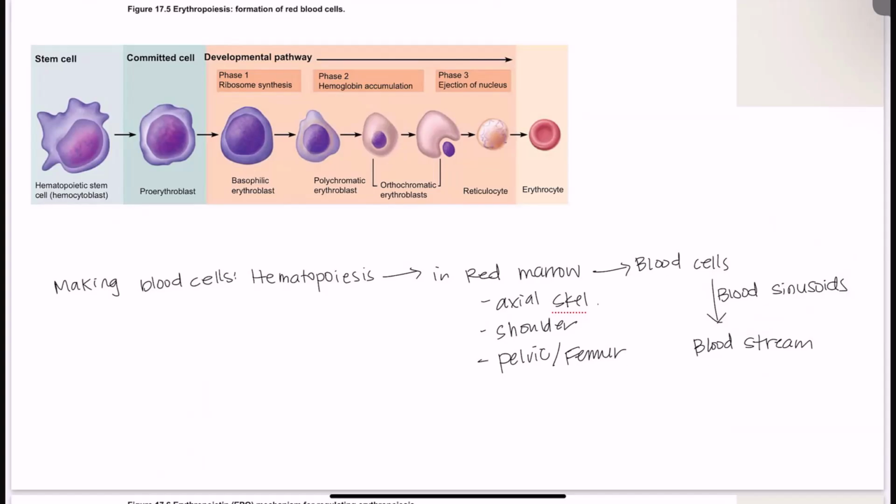Okay, but all blood cells share a common ancestor, and it's this guy. It's called a hematopoietic stem cell, and we can abbreviate that to HSC. A stem cell is super cool because it has the potential to become lots of different types of cells. Once they divide, they get more and more specific until they become, for example, a red blood cell, an erythrocyte, or any of the other blood cells we'll talk about. But they all come from this guy, the hematopoietic stem cell, or HSC.